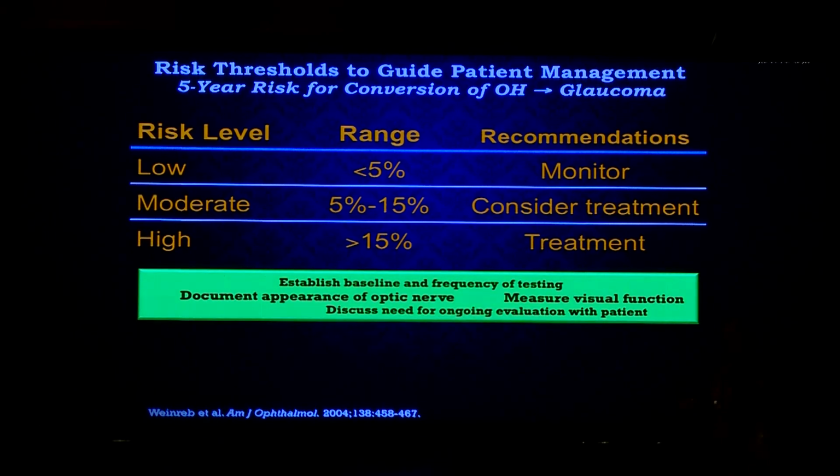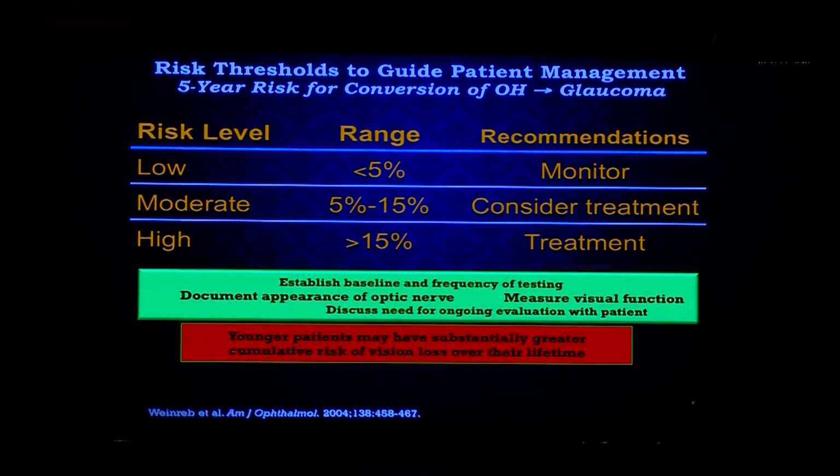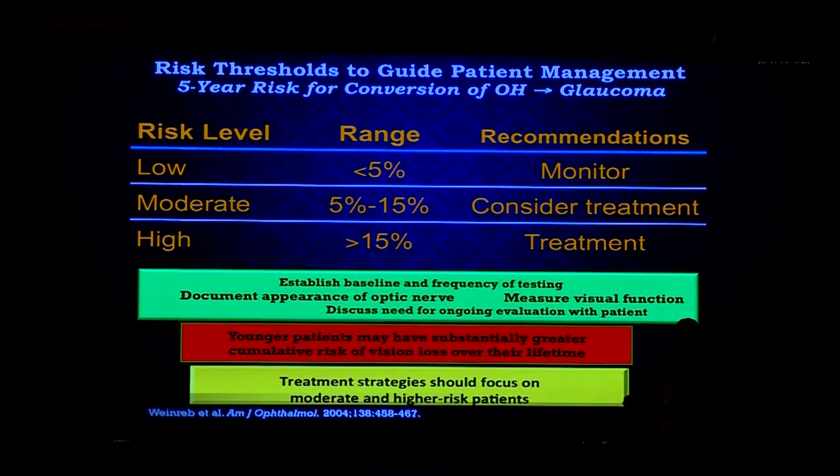So establish baseline and frequency of testing, document appearance of the optic nerve, measure visual function, and discuss the need for ongoing evaluation with your patient. You need to talk to your patient. If it's a younger patient, the risks are substantially more because the lifespan is longer, and treatment strategies should focus on moderate and high risk patients.